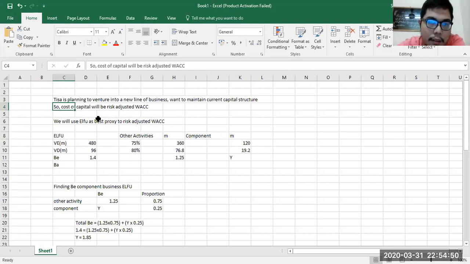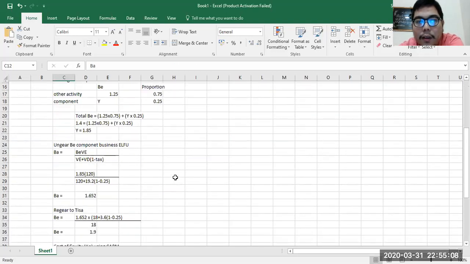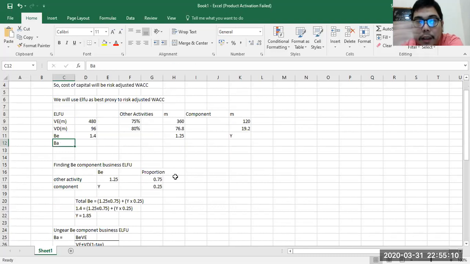In order to calculate the risk adjusted WACC, you want to know the beta asset of the component in your calculation later on. However, since you currently do not have that business, you will use Elfuco as the best proxy for the risk adjusted WACC.